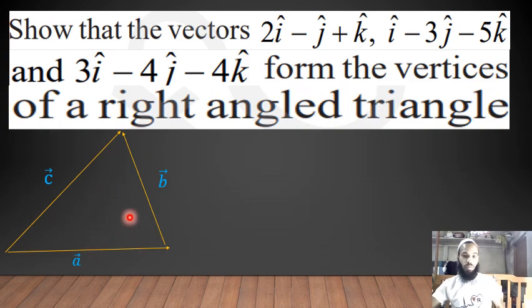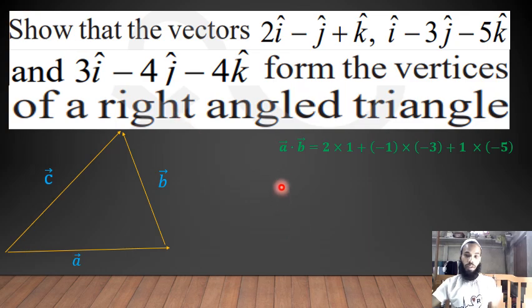For this we have to check that the scalar product of any two vectors, this vector or this vector, should be 0. If the scalar product of two vectors is 0, then there will be a right angle between them. So let us first check a vector dot b vector. What will happen? A dot b.